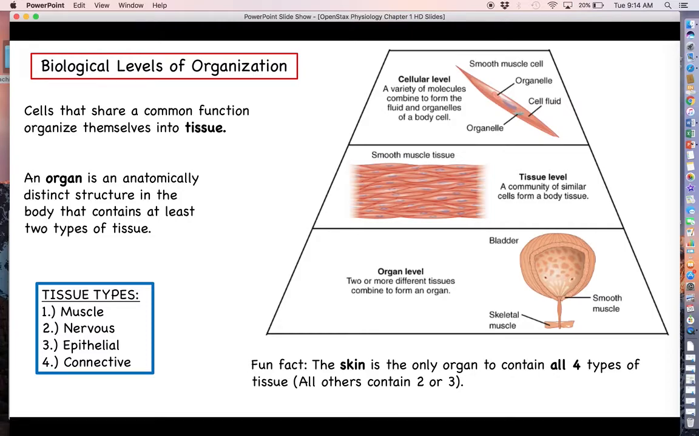Like I said, we're going to talk about tissue plenty in chapter 4, but just as an appetizer, in case you can't wait for that discussion, there are 4 different types of tissue, in spite of the fact that there are well over 200 types of cells in the human body. Those cells generally organize themselves into 4 types of tissue: muscle tissue, nervous tissue, epithelial tissue, and connective tissue. And just a fun fact, the skin is the only organ in the body that has all 4 of them simultaneously. All the others have either 2 or 3, not all 4.